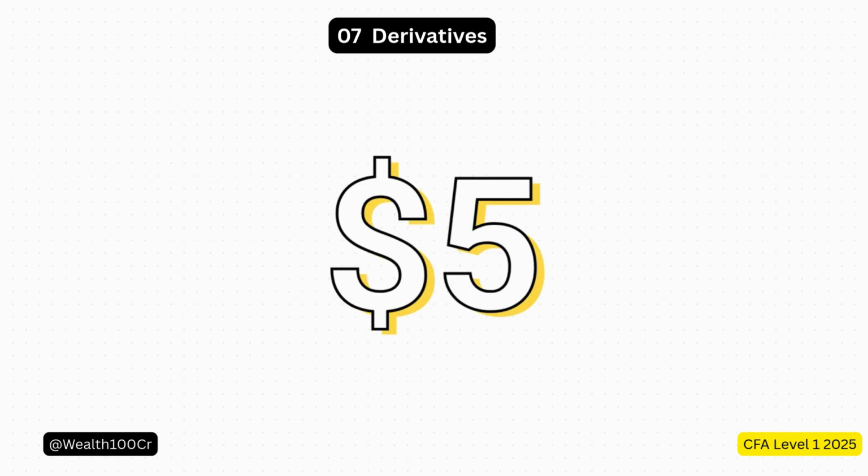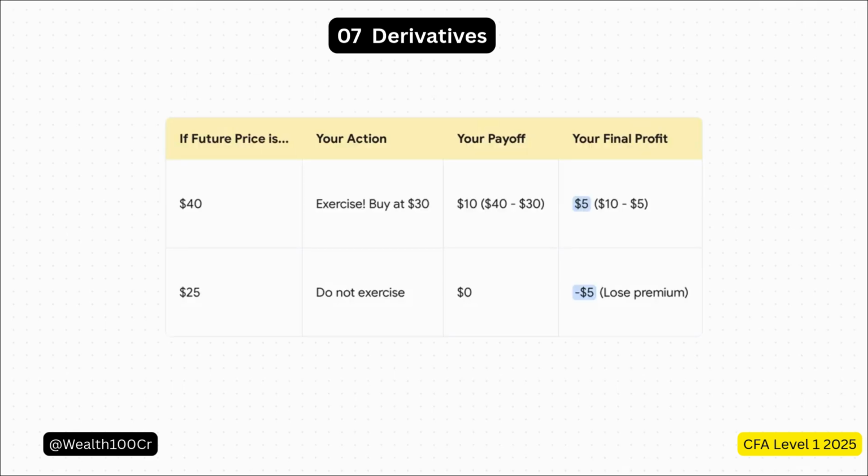So, to get this wonderful choice, this flexibility, the buyer of the option has to pay a small price upfront. This is the premium. For our example, let's just say this premium is $5. This is the cost you pay for having a choice. Now, please look at this table very carefully. Let's say you bought an option, a call option, which gives you the right to buy a stock at $30. And you paid a $5 premium for this right.